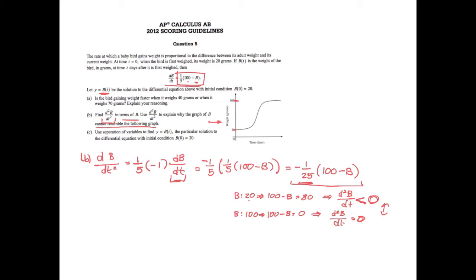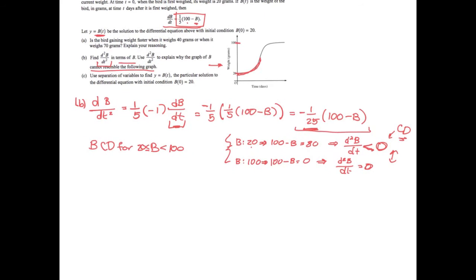But this graph has a concave up region here. If the second derivative is negative, then that would mean that it's concave down for all values. So what we found would imply that our graph is concave down for all values of b between 20 inclusive and right before 100, right? But that's not representative of what we see here. So that's why it cannot be the graph. That would be a proper justification.